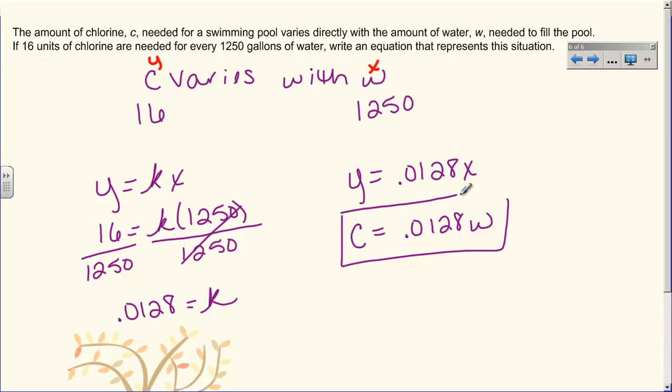So that would tell you how much chlorine you need per gallon of water. That would give you the information you needed. So there is the equation. That's direct variation. That's dimensional analysis, proportions, all wrapped up in a nutshell.